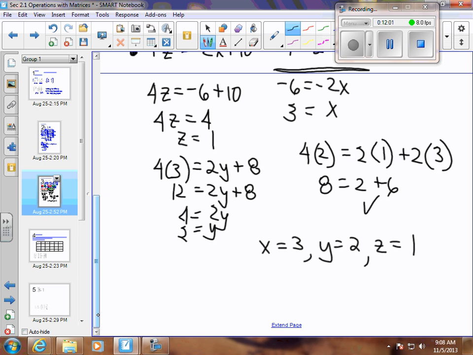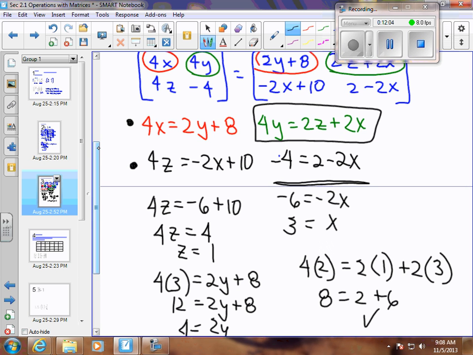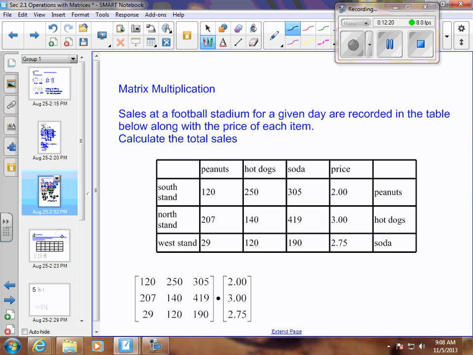And there's really no system there. Just start in an order to find something and then jump around until you find all values. So that pretty much is the focus of addition and subtraction, scalar multiplication of matrices. Multiplication of two matrices is a different matter.